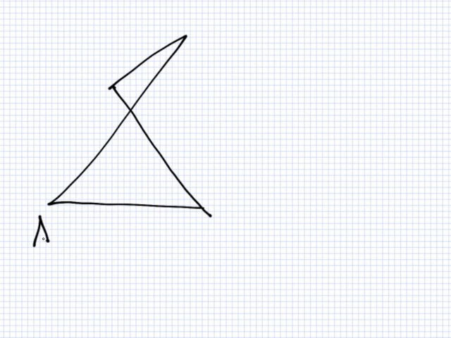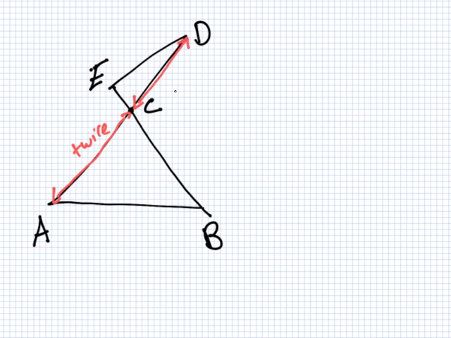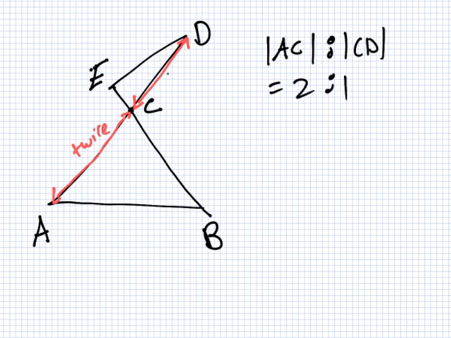Let's call this A, B, C, D. I'll also tell you that the distance from A to C is twice the distance from C to D. I know it doesn't look it in the picture, but A to C compared to C to D is equal to 2 to 1. This is twice as big as that.